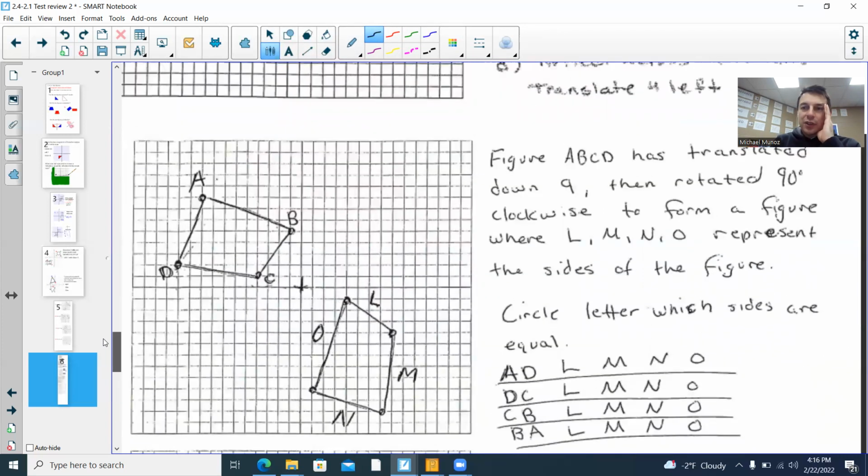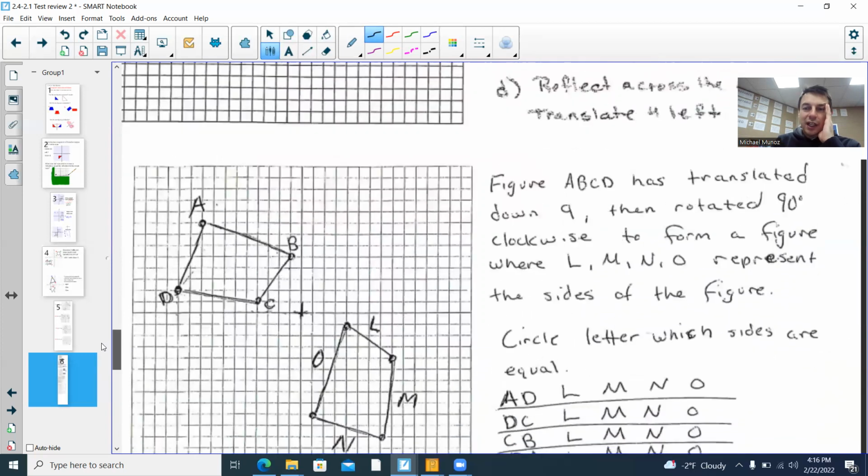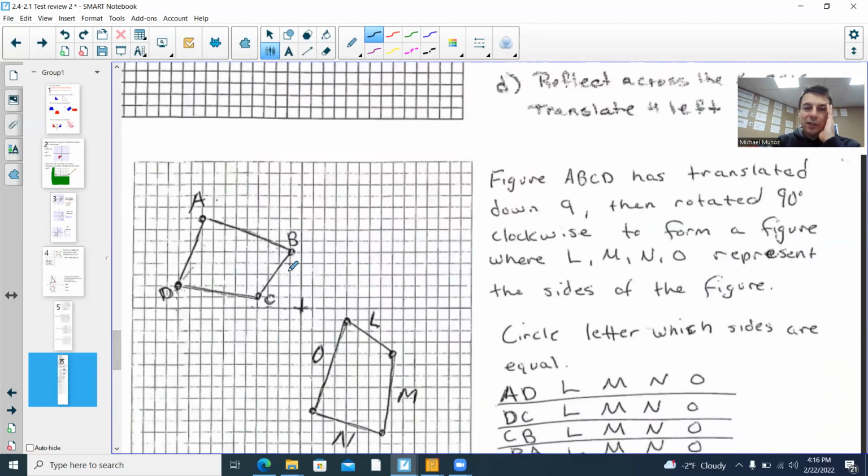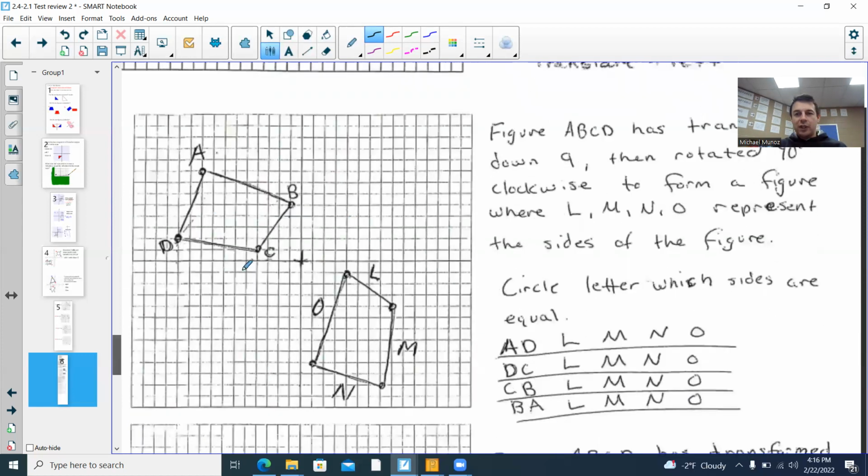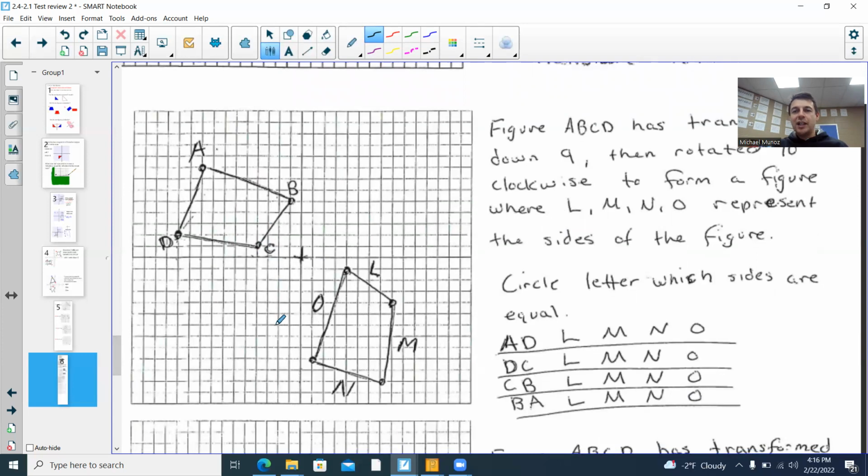And then you're going to have these ones where we have this figure here, A, B, C, D, and it translated 9 down and then rotated 90 degrees. So it did all the work already for you. It started off as this shape, and the whole thing moved down 9, and then it went clockwise to form this one. So what they want to know is which side is going to be the same as those ones down here.